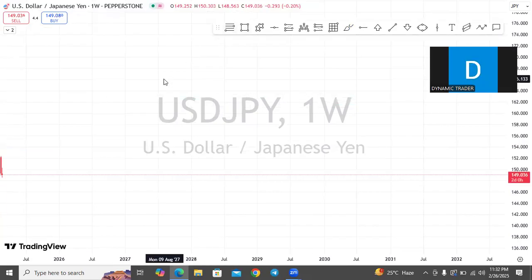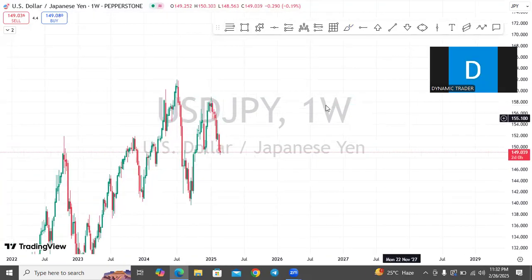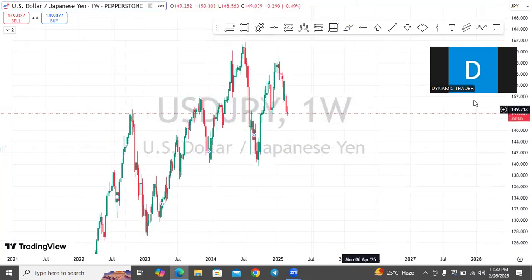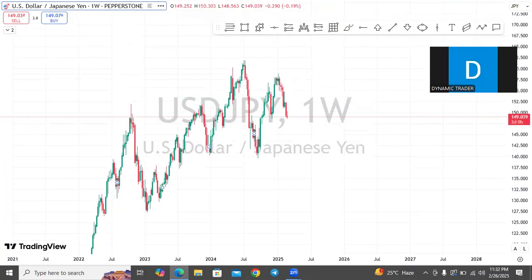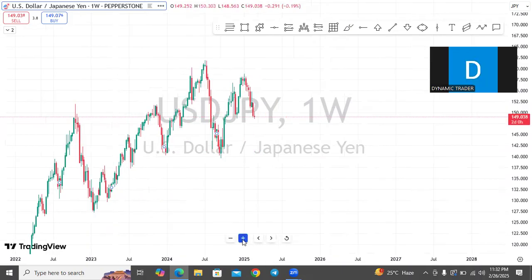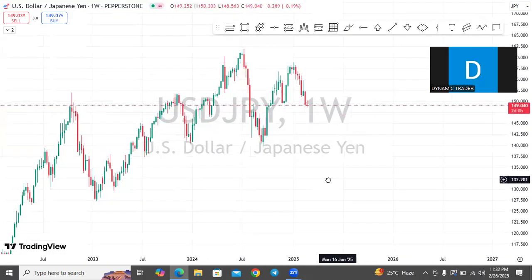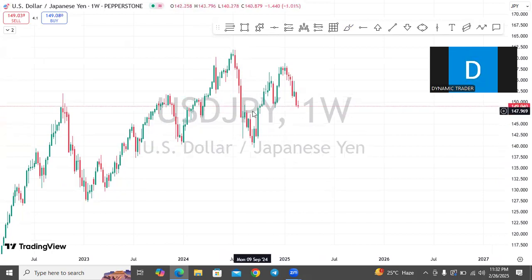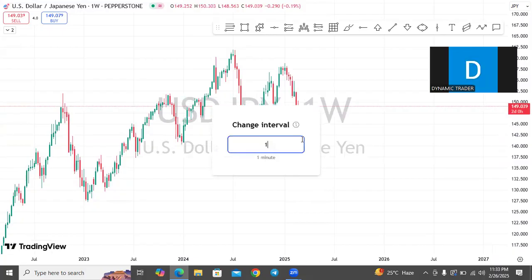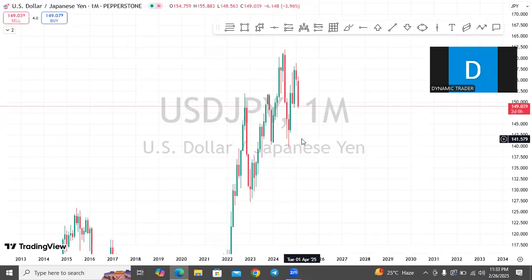Then how are we going to apply this on a particular chart? Let's have an example of what I'm talking about. So this is USD JPY. This is on the weekly. So let's start from the monthly, for instance, to make an analysis on this particular pair, USD JPY.